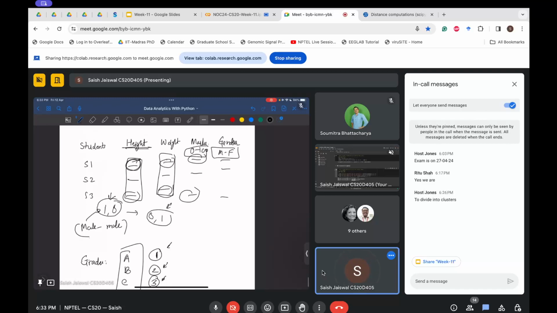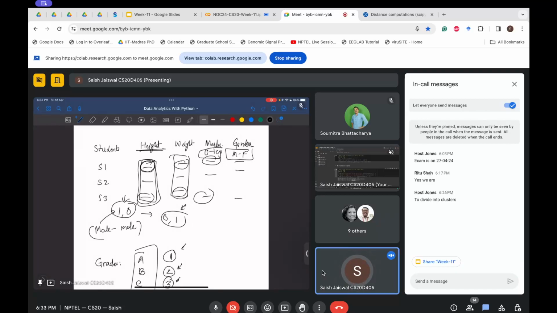Now to do it on an individual level is easy. Like if two students have the same height, you can see it from the height data, similarly from the weight, and so on. So students having the same height will be clustered together, students having the same weight will be clustered together, and students having the same marks will be clustered together, and so on.